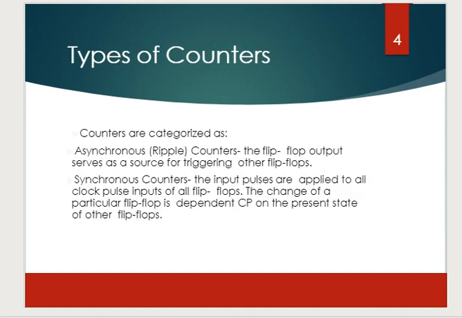There are two types of counter. If we further divide counters, the first one is asynchronous, which is also called a ripple counter, and the second one is synchronous counter. There is a difference between these two, and we'll discuss that also. Let us first discuss the asynchronous or ripple counter. So what is a ripple counter?